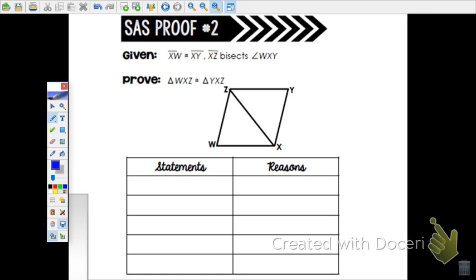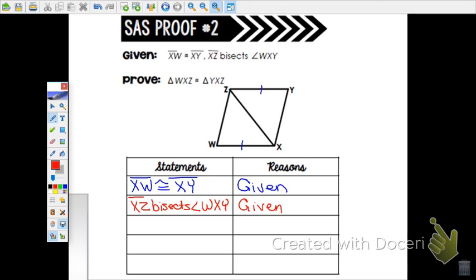One more side, angle, side proof. So again, my first given statement, XW is congruent to XY, which is given. I'm going to mark that congruency, XW and XY. My next statement, given, says that XZ bisects angle WXY.